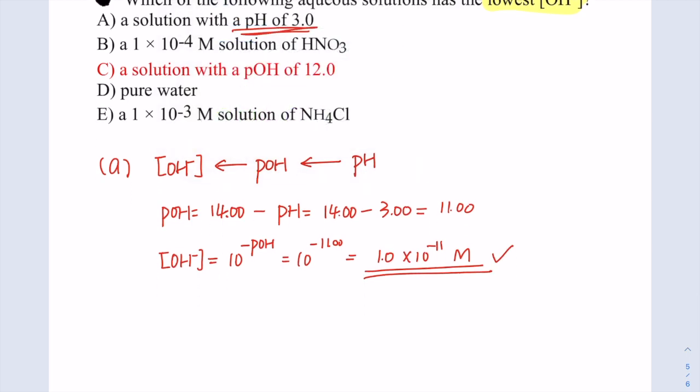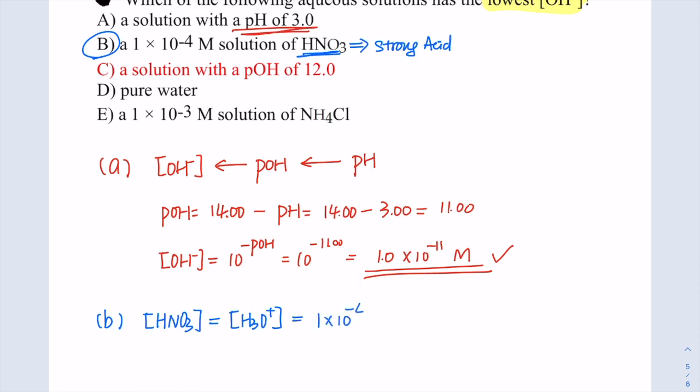For the next choice, I'm going to do it right over here. Choice B, 1 times 10 to the negative 4 molar solution of nitric acid. So we have to know what it is. Nitric acid is a strong acid. Since it's monoprotic, what does that mean? Every nitric acid will be 100% dissociated into hydronium ion and nitrate ion. So the concentration of nitric acid equals, in a 1-to-1 ratio, the hydronium ion concentration, therefore equals 1 times 10 to the power of negative 4.